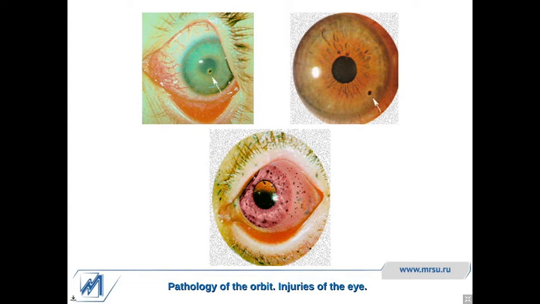On the lower line, there is another picture, the third picture. There are multiple foreign bodies on the surface of the eyeball, on the cornea, on the conjunctiva.